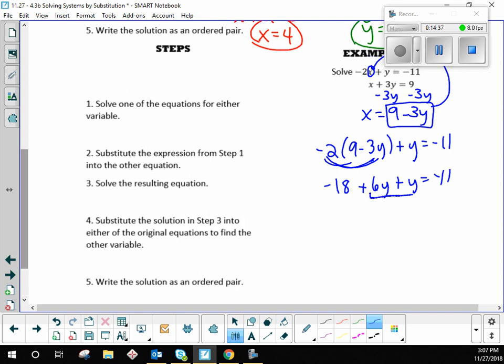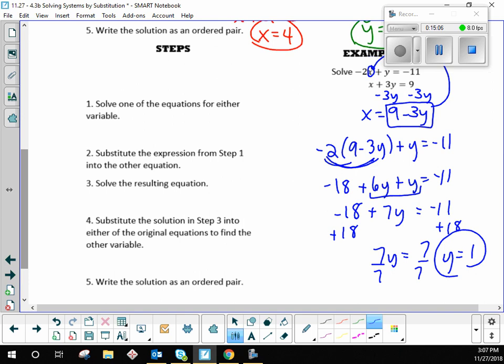We combine the y's, that gives me 7y plus negative 18 equals negative 11. So we're trying to get that y by itself. Notice that that's the point of the substitution. Now I only have one variable to solve for. I can do that. I can't do it when there's 2 variables in the equation. Do the opposite of negative 18 to both sides. 7y equals 7, divide by 7. Y equals 1, which is great, but we also need x.